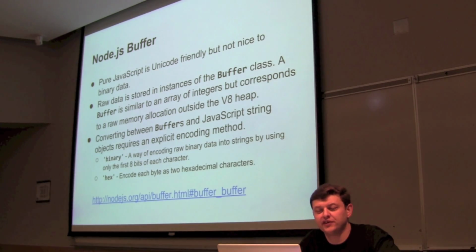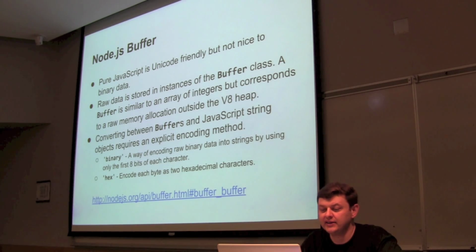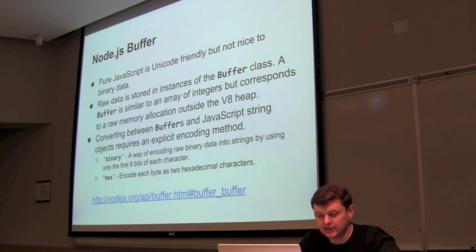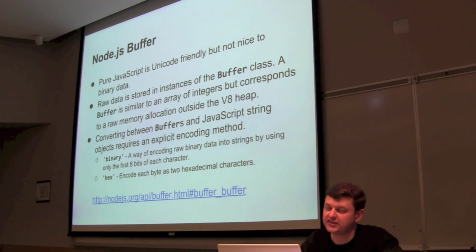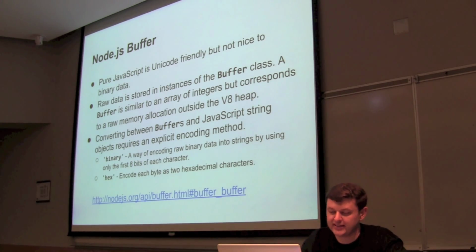So the Node.js buffer, they created because, again, JavaScript isn't Unicode. It's Unicode friendly, but it's not nice for binary data. They created this object and they figured a way to convert back and forth. A lot of times what happens is you'll take a binary string in JavaScript, you'll use one byte of the character, take that character code and turn it into your binary data. And that's how binary strings work.